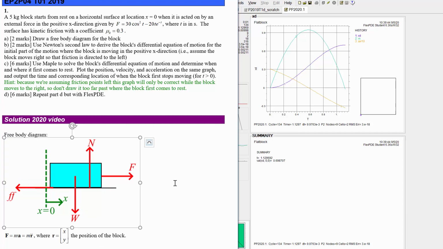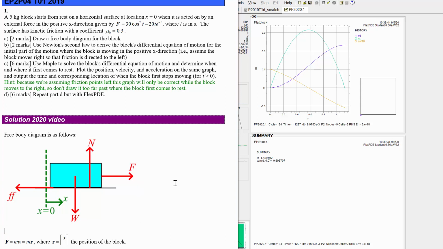Free body diagram, okay, is as follows. Perhaps, or maybe just free body diagram, either way. And maybe we'll put in a note: at least as long as the block is moving in the positive x direction. Otherwise, the friction force, FF, would be directed to the right in order to oppose motion.